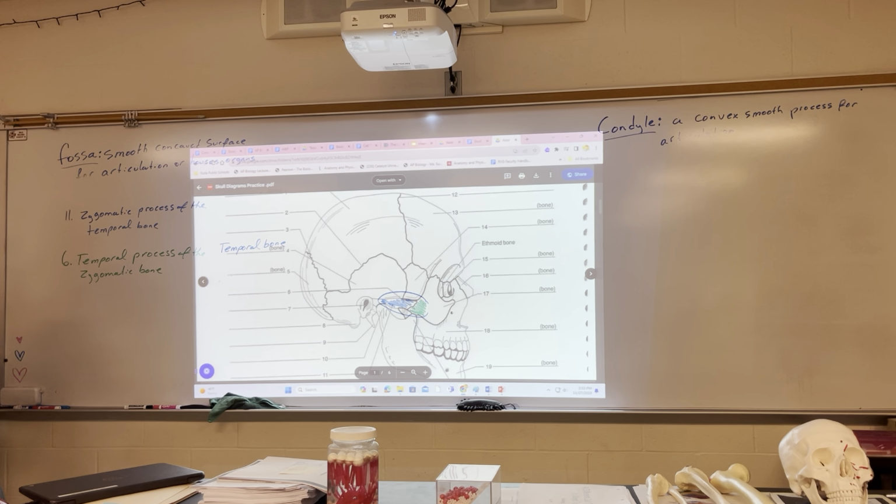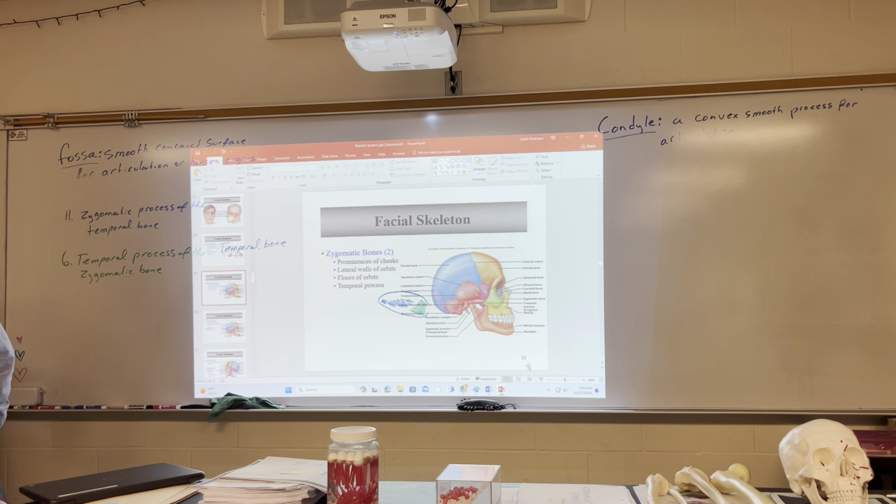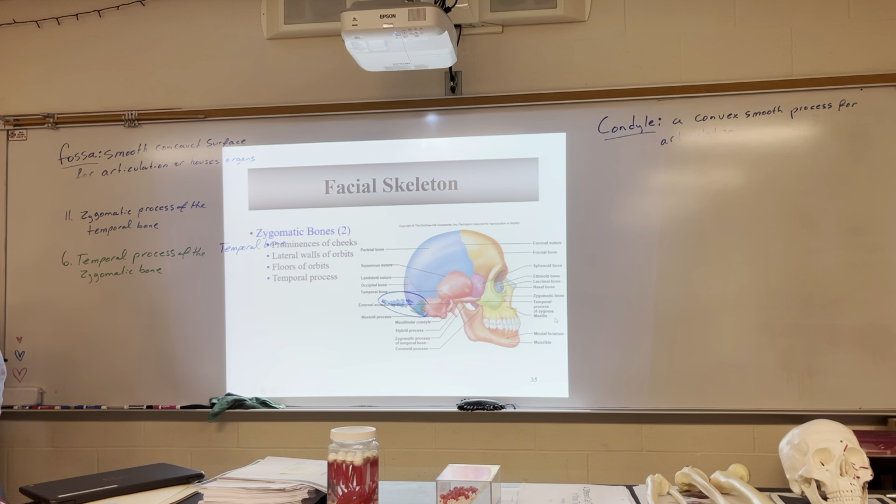Now, another thing I want to look at real quick to follow this up, I want to skip for just a second in our notes, and I want to go to slide 35, and I want to talk about the zygomatic bone. So we've talked about the temporal bone and how it gives off the zygomatic process. I want to talk about the zygomatic bone for just a moment. This zygomatic bone makes up our cheekbones. And so it makes up the inferior and lateral portion of the orbital socket.